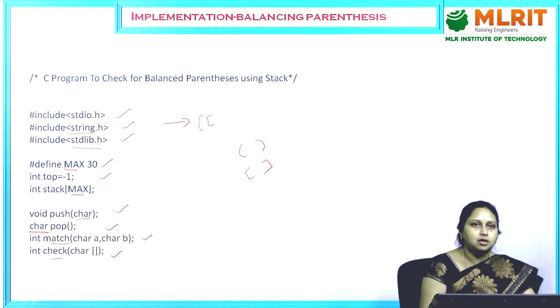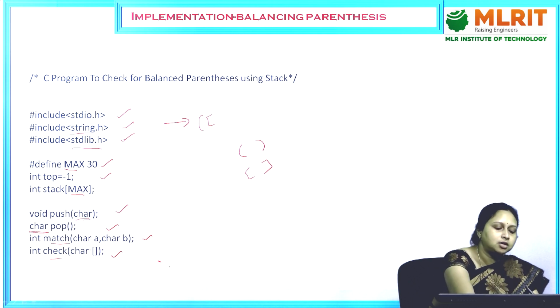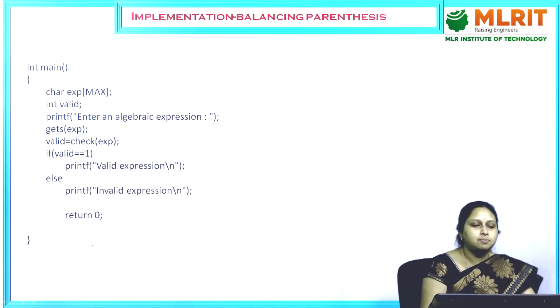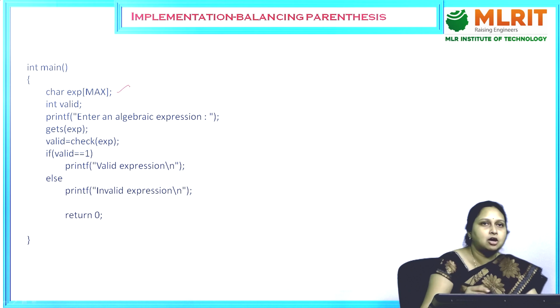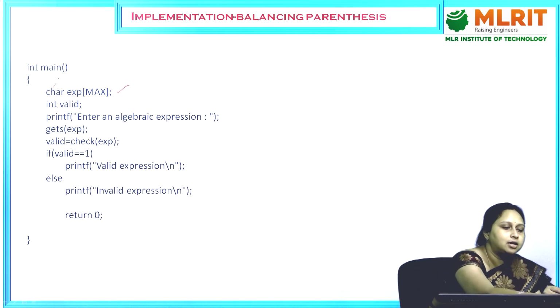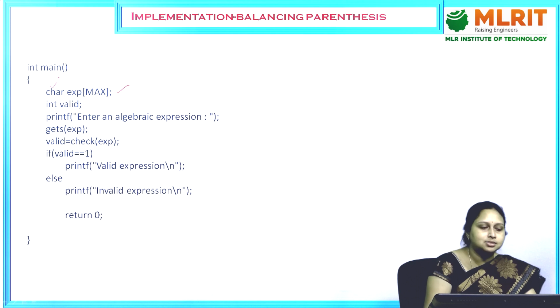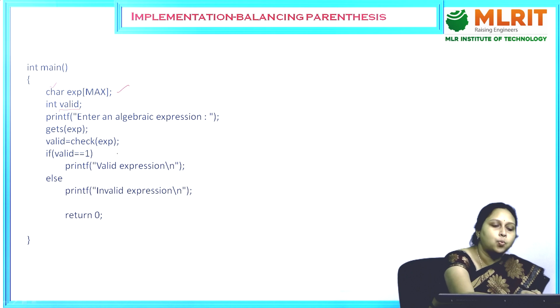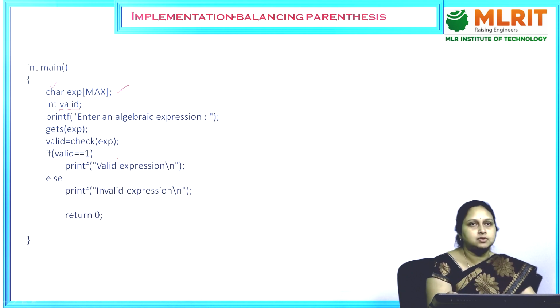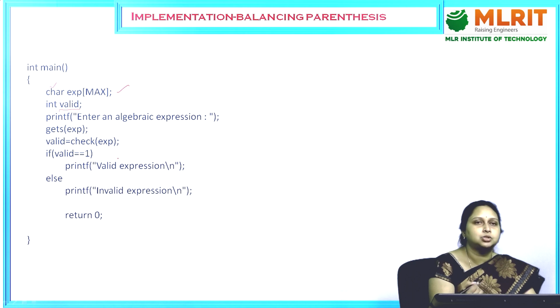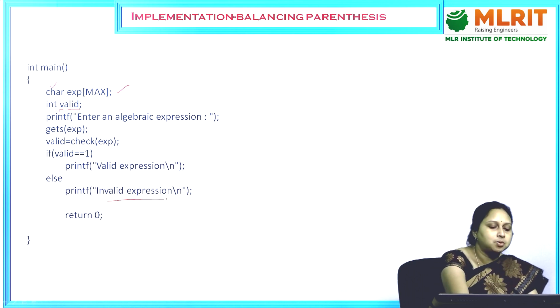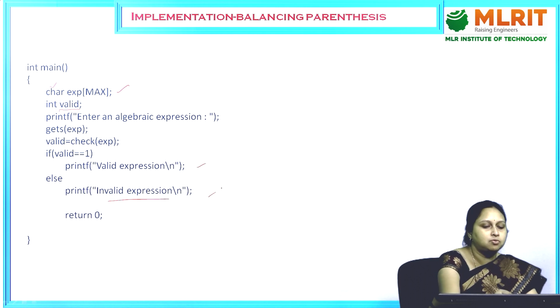For that we use this check function, where we pass some expression. Now in the main function, let us look at what we have written. Here my expression is a string, because of that I have declared it as a data type exp of max, and this is a variable. Based on this variable we decide whether it is a valid expression or an invalid expression. I am assuming valid equal to 1 represents that it is a valid expression which I have given. Otherwise, we are going to display it as an invalid expression. These 2 things will work accordingly.